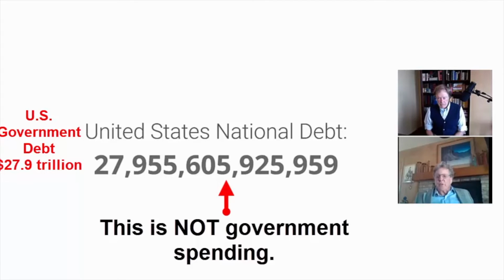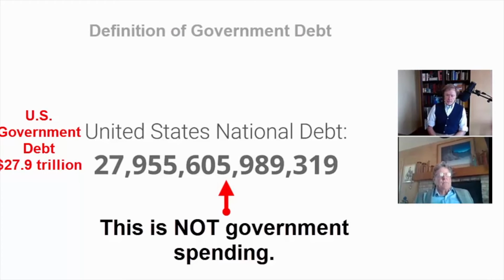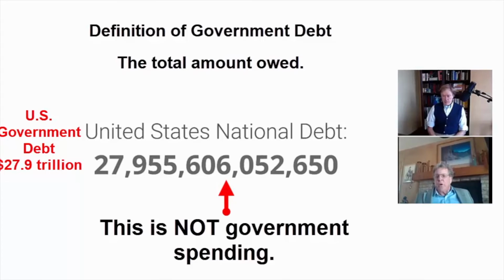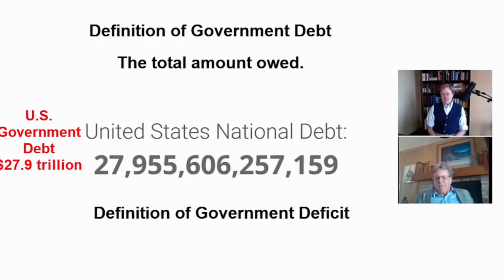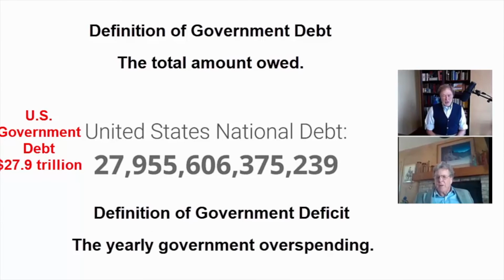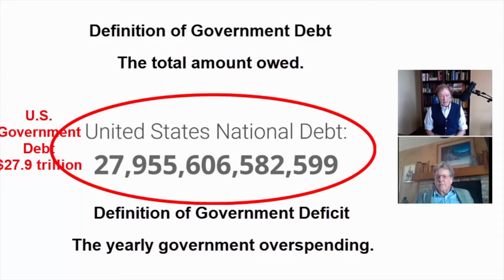What's the difference between debt and deficit? You said debt is the total amount owed, or I said it's the accumulation of all deficits and surpluses. What does the term deficit mean then? Deficit is the yearly budget overspending. The national debt is the entire overspending since the beginning of America.